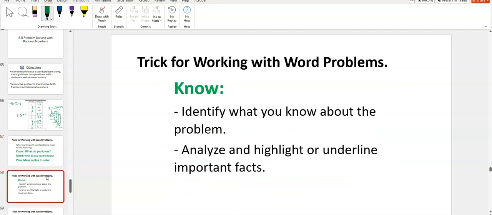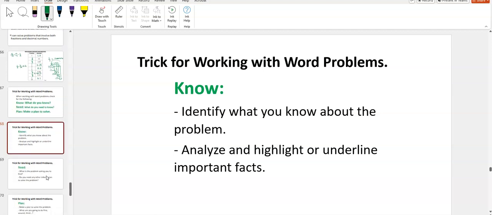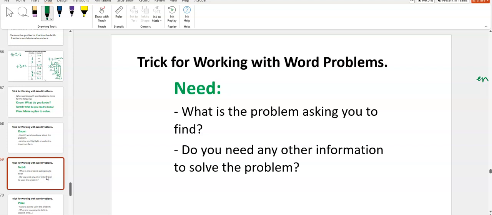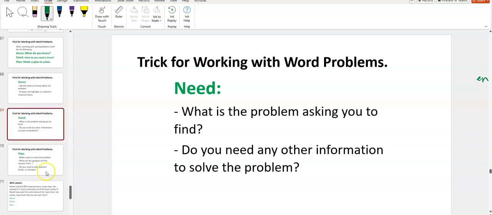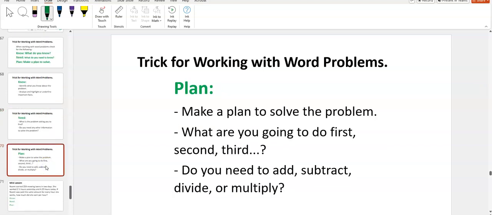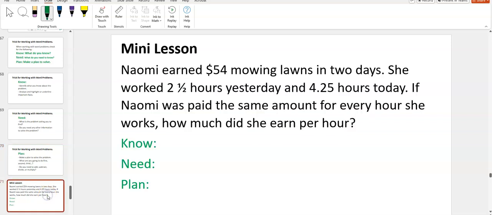Know, you're going to identify what you know about the problem, and analyze and highlight or underline important facts. Need. What is the problem asking you to find? Do you need any other information to solve this problem? And plan. Make a plan. What are you going to do first, second, third? Do you need to add, subtract, divide, or multiply? Hopefully you have some words in your head that help you remember these tricks or these operations.